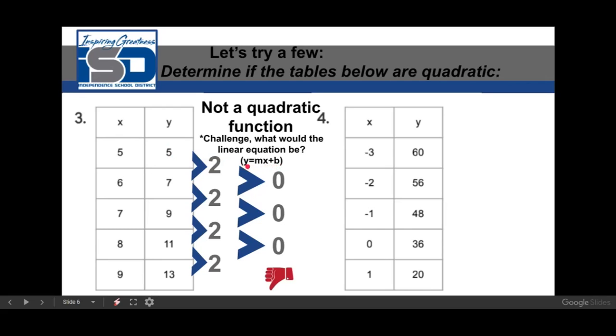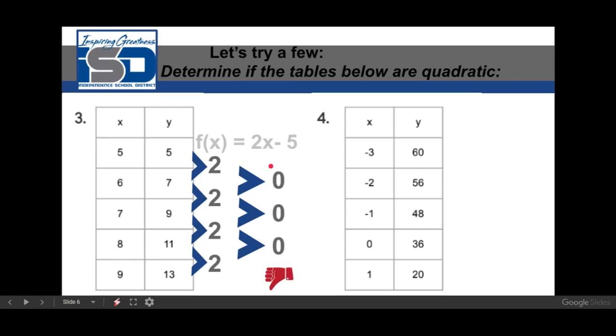So if I plug in 5 here, equals 2, which is our slope, times 5 is 10. How do I get from 10 to equal 5? Well, we subtract 5. So our whole equation should be f of x equals, or y equals 2x minus 5. Double check it with the others. 6 times 2 is 12, minus 5 is 7. 2 times 7 is 14, minus 5 is 9. 2 times 8 is 16, minus 5 is 11. Looks like this is working. So our equation would be y equals 2x minus 5.